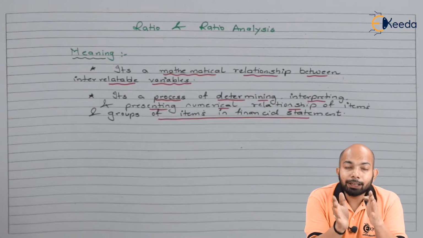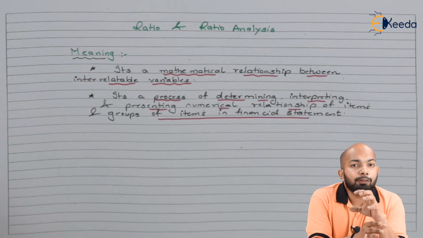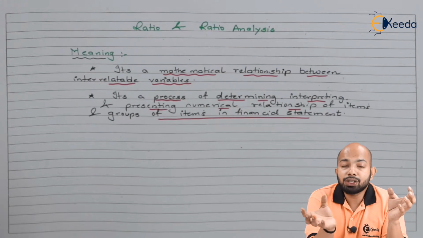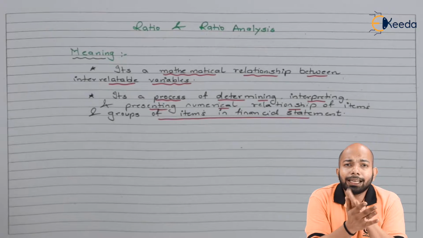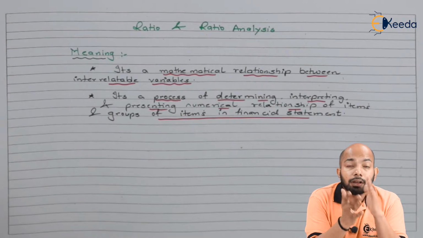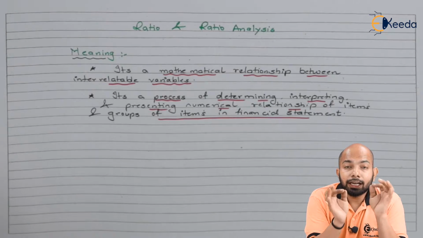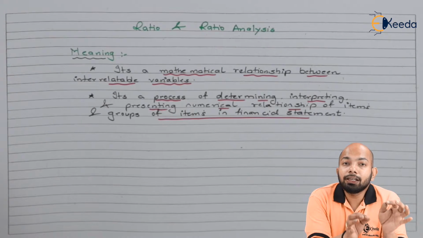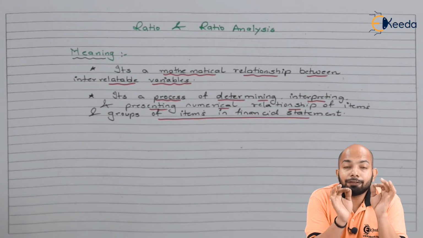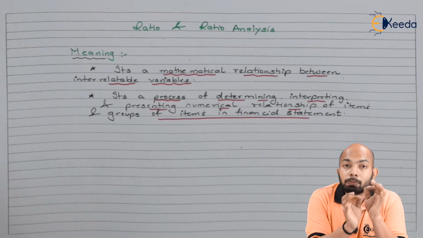Any item can be picked from the financial statement: it can be from the profit and loss account, the balance sheet, the trading account, or any other income statement that you have. According to that, you pick up certain items, compare them, interpret them, and then present them as a numerical value. This is the brief description of what ratio means.